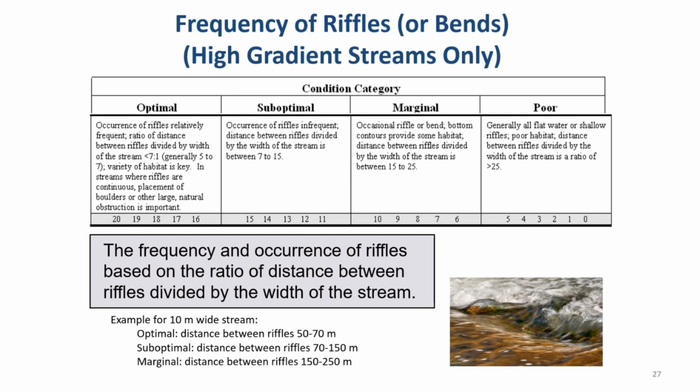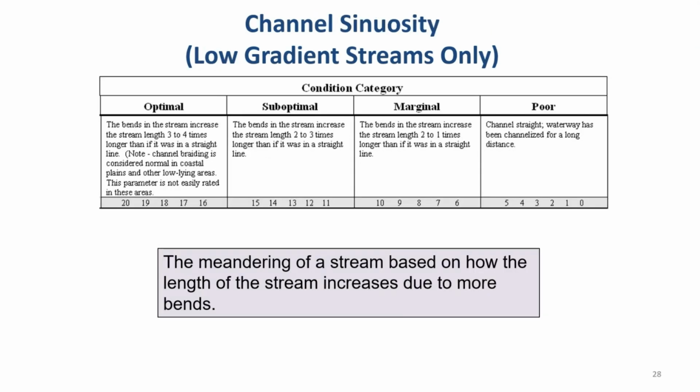then you would be in the suboptimal category. If you could only see riffles every 150 to 250 meters, that would be marginal. And then poor would be if there's even less than that, maybe no riffles at all. This one's for low gradient.